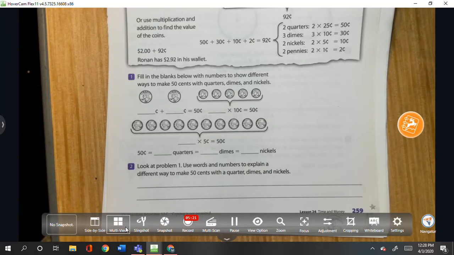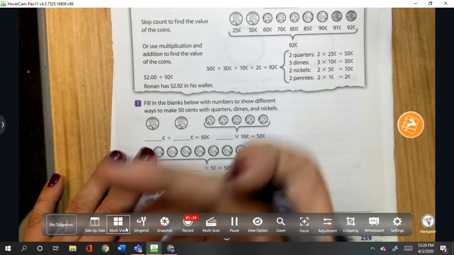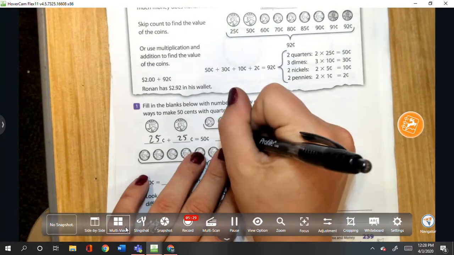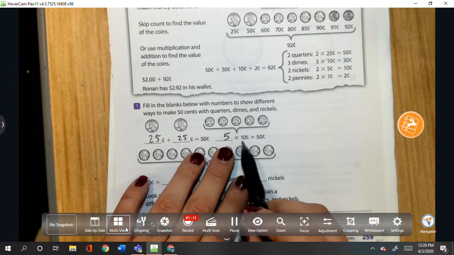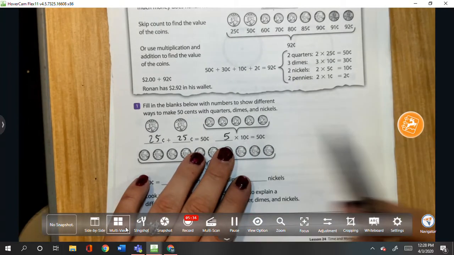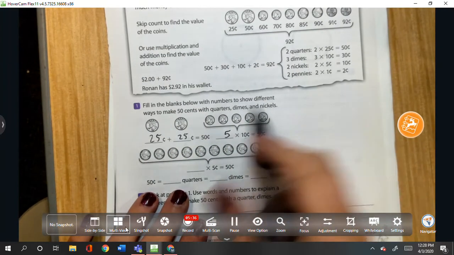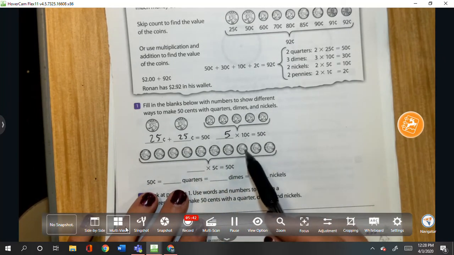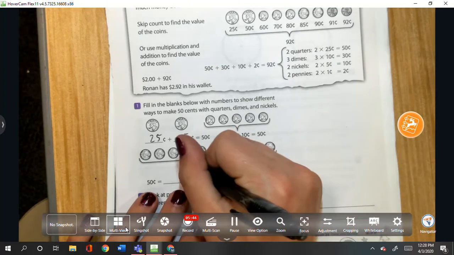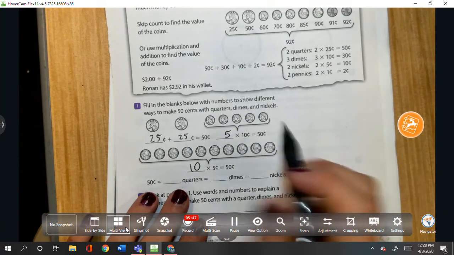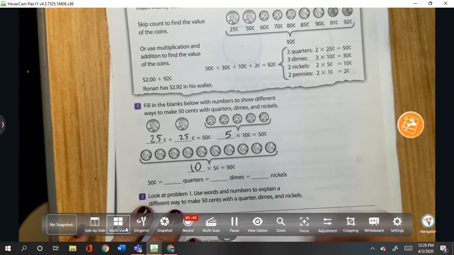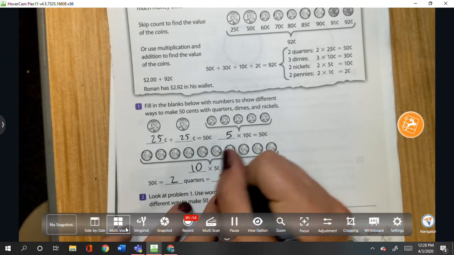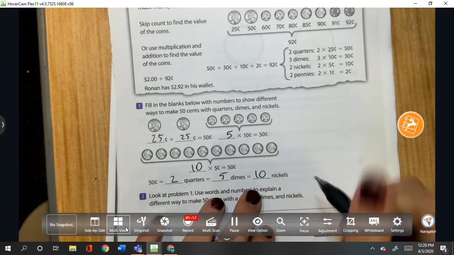So if you're looking on your page, all right, 25 cents plus 25 cents equals 50. 5 dimes, each dime is worth 10 cents, so 5 times 10. 5 dimes equals 50 cents. Or you can go with the nickels, 5, 10, 15, 20, 25, 30, 35, 40, 45, 50. It would take 10 nickels to make 50 cents. 50 cents can be equal to 2 quarters, which is equal to 5 dimes, which is equal to 10 nickels.